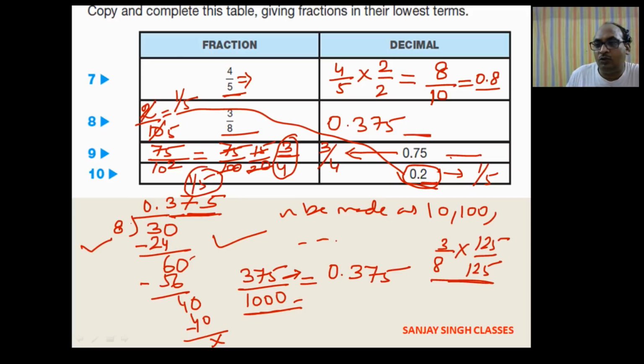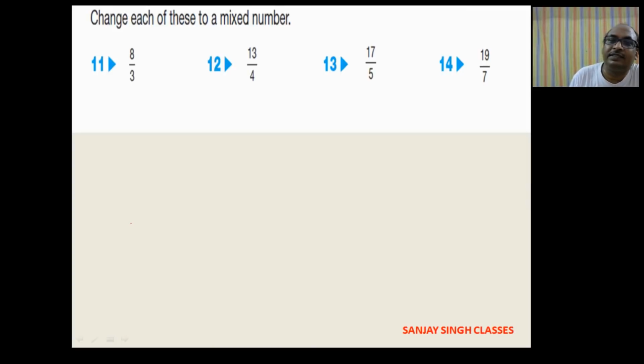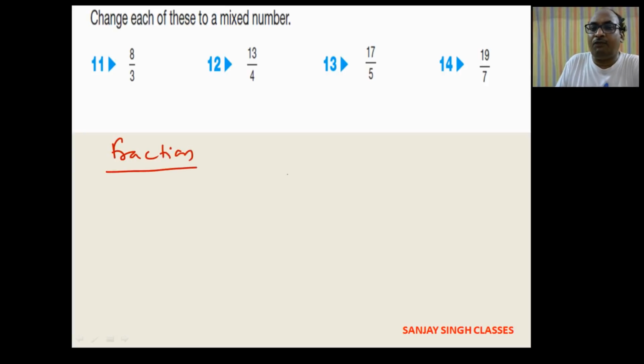So I think you have understood. Now we will go for the next slide. Yes. Now these are mixed numbers. We need to convert it into a mixed number. We have seen fractions. So what actually is a fraction? I will tell you the difference between a fraction and a rational number first. A fraction is in the form P by Q, correct? In the form P by Q, and Q is not equal to 0. That is also correct, which is the definition of a rational number also.